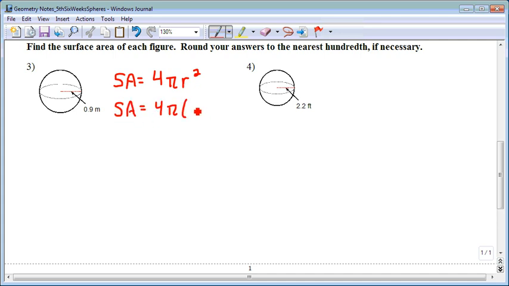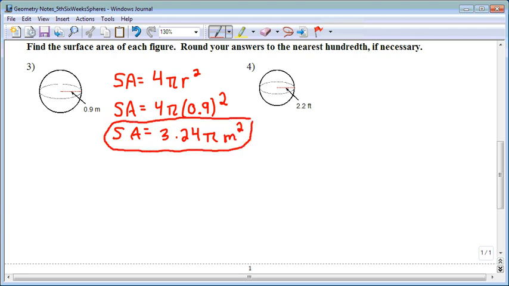So my radius in this case is 0.9 meters. I'm going to square that. So I ultimately receive 3.24 pi meters squared. Once again, surface area is in units squared.